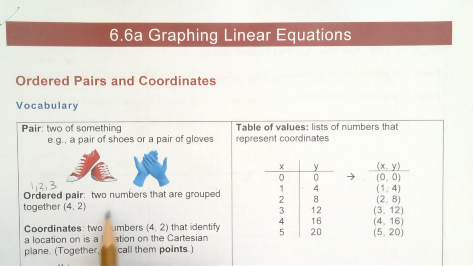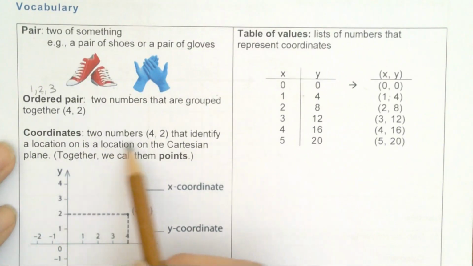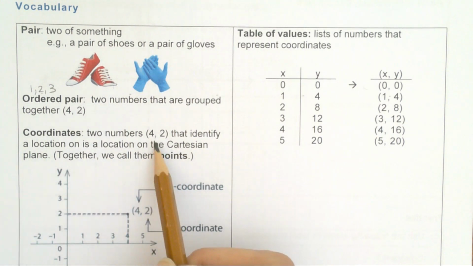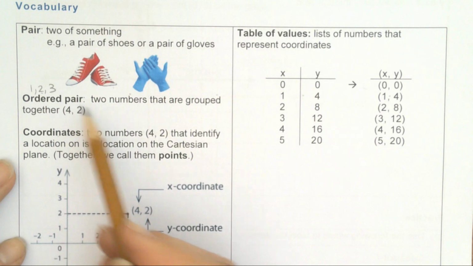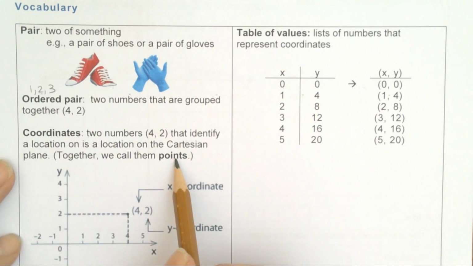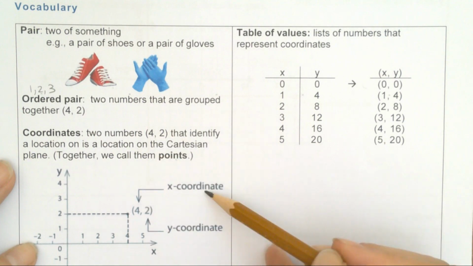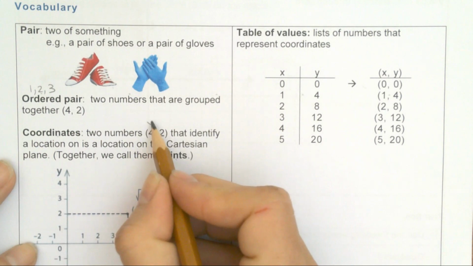But in math, when we're using graphs, like here we have a graph, the order is really important, and this point identifies a location on the graph, and we call it coordinates. Now sometimes we call it coordinates, sometimes we call it ordered pair, and sometimes we use the word points. Okay, so the first number here is the x coordinate, and the second number is the y coordinate. So this is x and this is y.